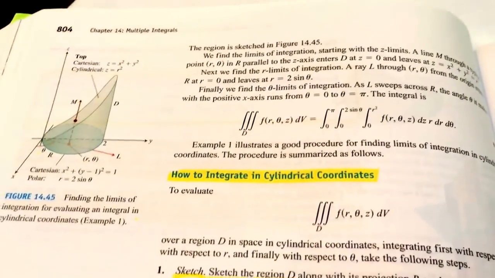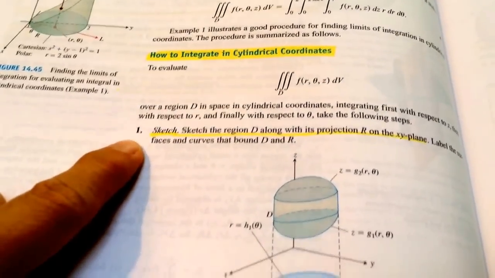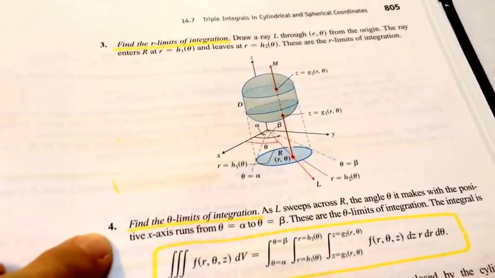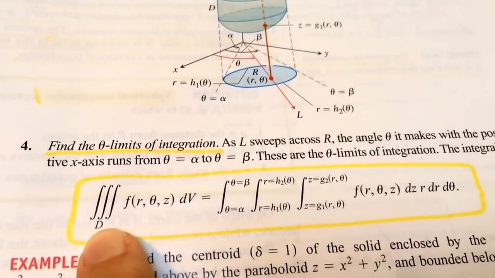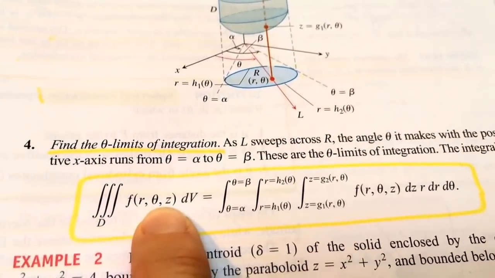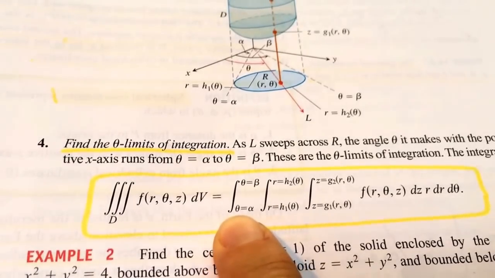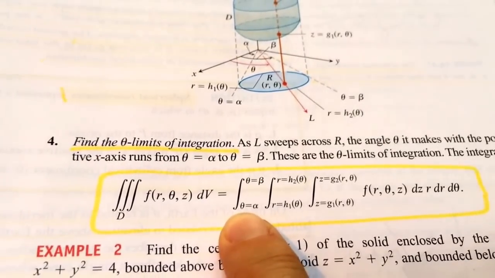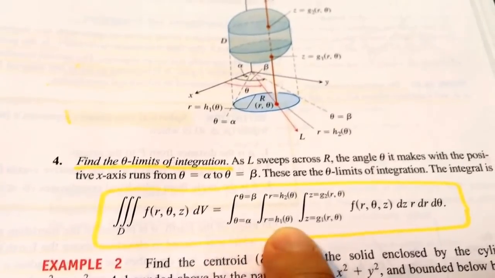I'm not going to read this to you, but just to point out so you can look at it later, on page 804, how to integrate in cylindrical coordinates. Obviously start with the picture, find the z, find the r, find the theta, and then this is the formula for it. So again, D is the region in terms of polar. You have a function of r, theta, and z, and then the dV. So your outer bounds are going to be the bounds on the theta, and that's going to be typically, you know, radians like 0 to pi or something like that.